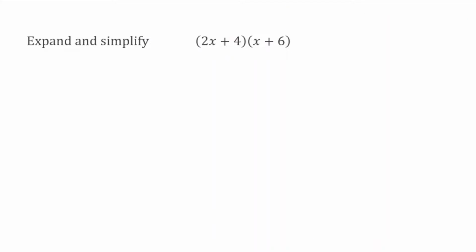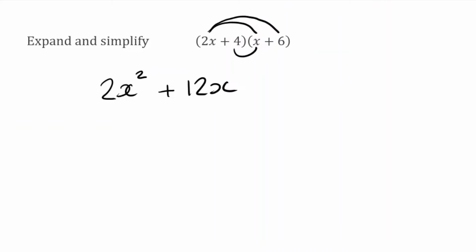Okay, now we're going to move on to some trickier questions where we actually have some coefficients in front of our x. So for this first question, we do 2x multiplied by x, which is actually 2x squared. We then have 2x multiplied by 6. Well, 2 times 6 is 12, so we'd have plus 12x, because we still have that term of x. Then moving on to our 4 in the left-hand bracket, we'd do 4 multiplied by x, which is plus 4x. And then moving on to our constant terms, we have 4 multiplied by 6, which is positive 24, so we'd have plus 24 at the end.